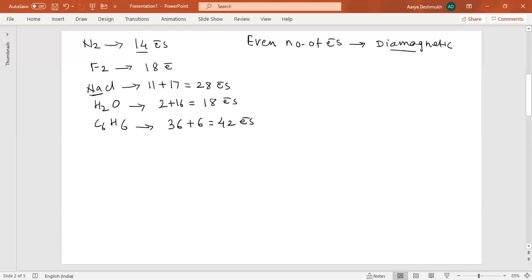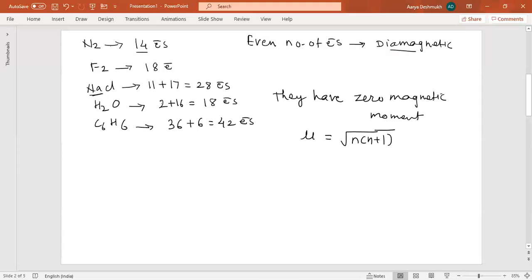So all these compounds can be categorized as diamagnetic, and they have zero magnetic moment. This magnetic moment mu can be calculated by using the equation mu equals the square root of n into n plus 1, where n is the number of unpaired electrons. There are no unpaired electrons present in diamagnetic substances.